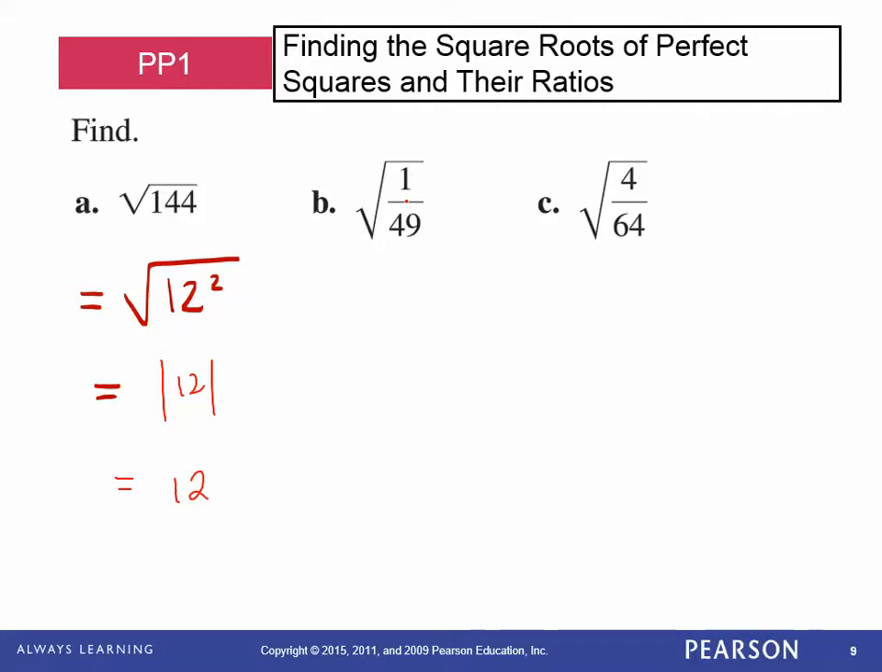Okay, how about this one? The square root of 1 over 49 technically is going to be the square root of 1 over 7 squared, according to the property on the last slide. That's going to be the absolute value of 1/7, and eventually going to be 1/7. Alright, how about this one?